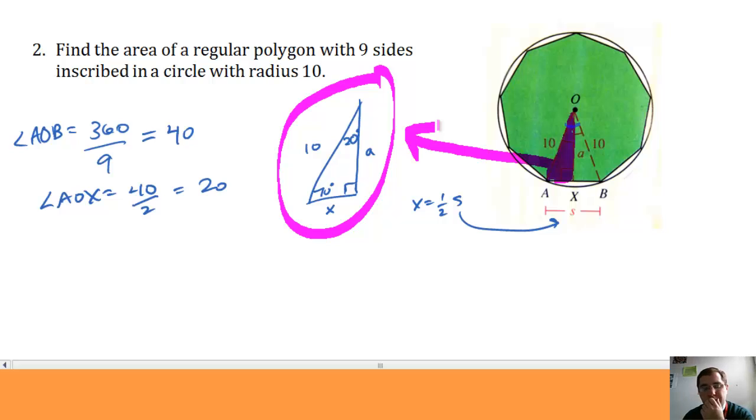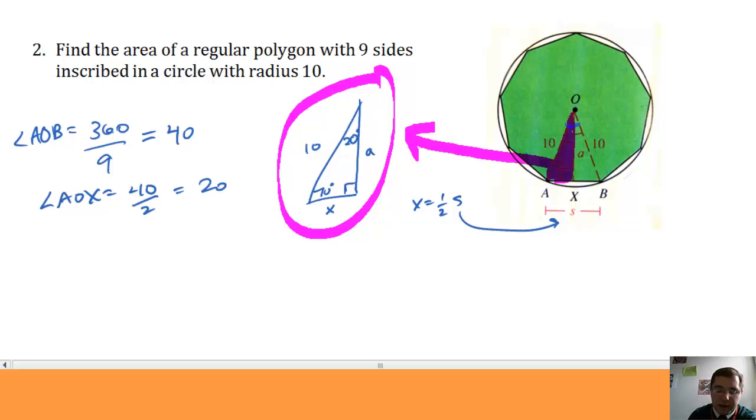Okay. Now I'm going to use that triangle and not triangle AOB because I want a right triangle, because I can do stuff with a right triangle. If it's not a right triangle, I really can't do much with it. Since it's not a 30-60-90 triangle or 45-45-90 triangle, I'm going to have to use some trig.